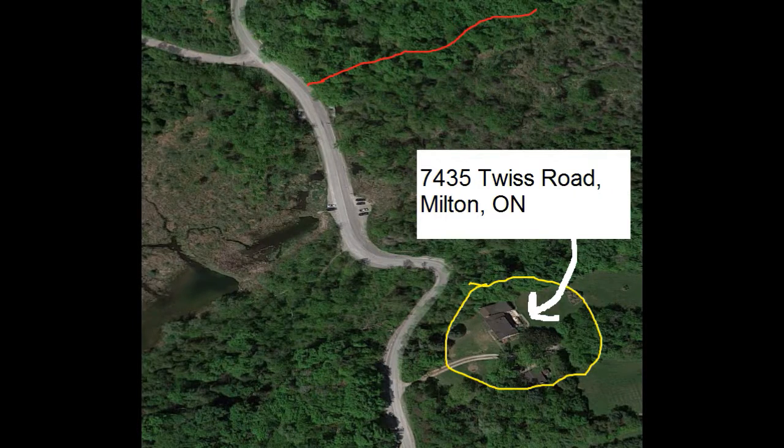So if you're like me and you prefer GPS civic address location, nearest house is this one here shown at the bottom, and the red line again shows where the trail meets Twist Road.